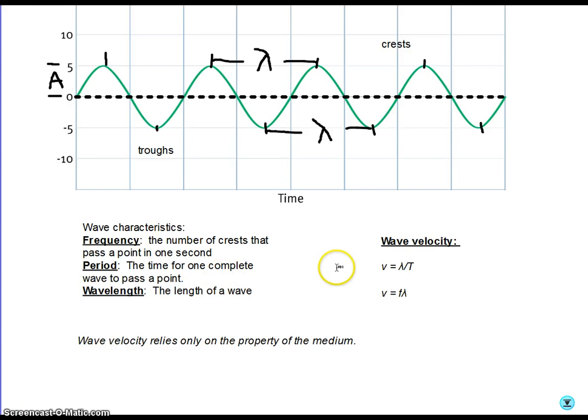Another property that's worth remembering is that because the velocity does not rely on frequency or wavelength, because the product of these two is a constant, the two quantities are inversely related. So if the frequency doubles, the wavelength will go down by a factor of 2.